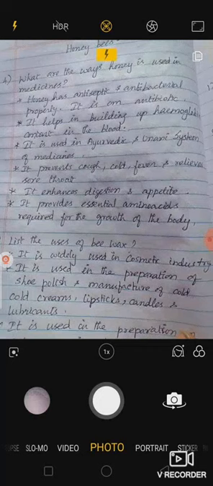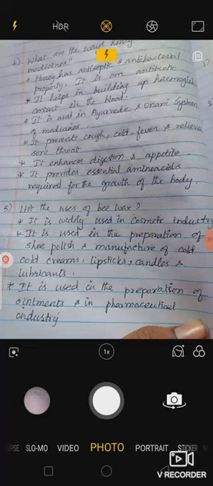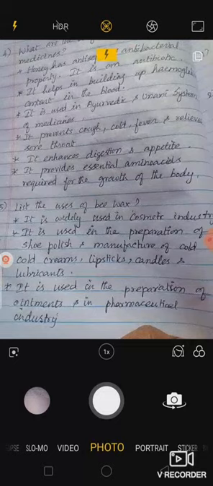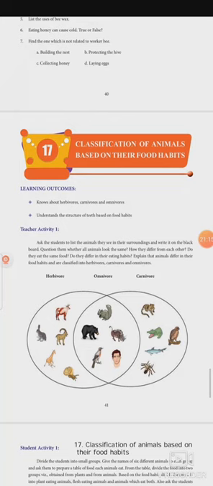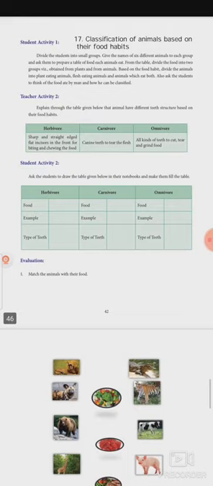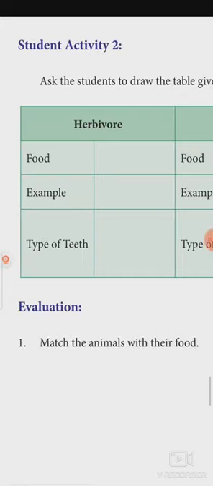Fifth question, list the uses of bee wax. It is widely used in cosmetic industries. It is used in the preparation of shoe polish and manufacture of cold creams, lipsticks, candles and lubricants. It is used in the preparation of ointment and in the pharmaceutical industry. Next we need to see the 17th lesson. Your 17th lesson is classification of animals based on their food habits. So this is the first thing we need to answer. First one is, let's see about herbivorous food, example and type of teeth.